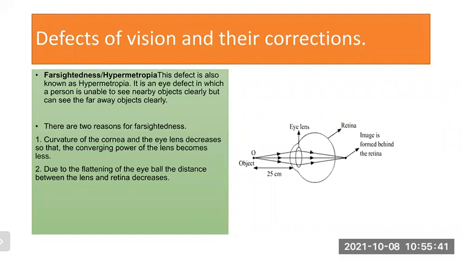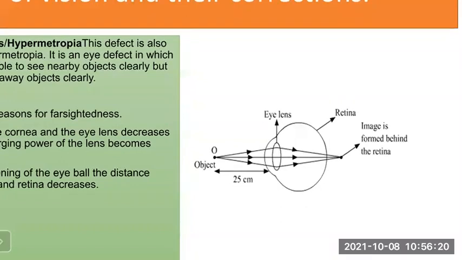So what is the reason for this farsightedness? First, the curvature of the cornea and the eye lens decreases, so that the converging power of the lens becomes less. And second, due to the flattening of the eyeball, the distance between the lens and the retina decreases.